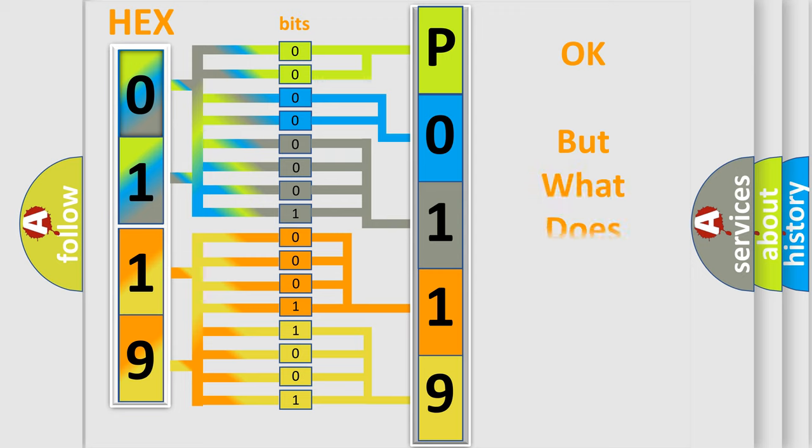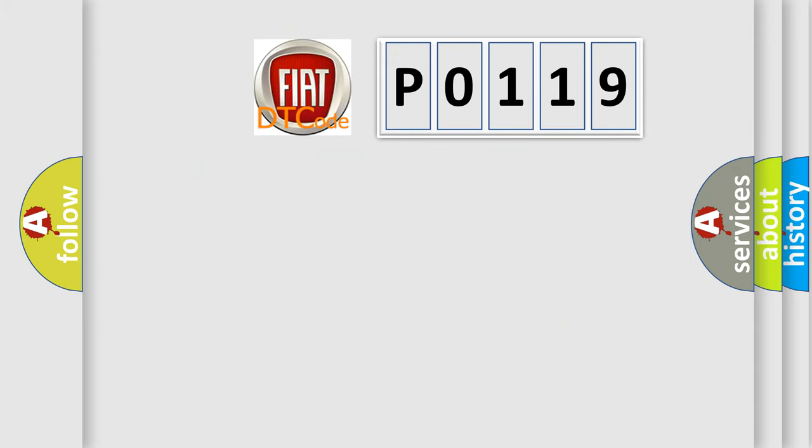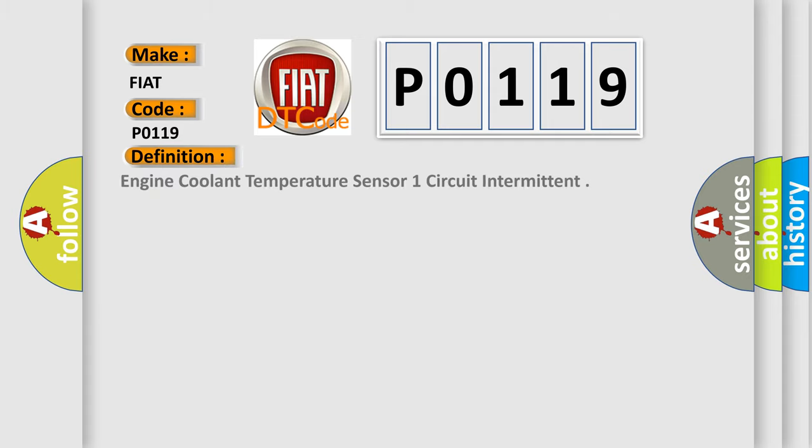The number itself does not make sense to us if we cannot assign information to what it actually expresses. So, what does the diagnostic trouble code P0119 interpret specifically for Fiat car manufacturers? The basic definition is engine coolant temperature sensor 1 circuit intermittent. And now this is a short description of this DTC code.